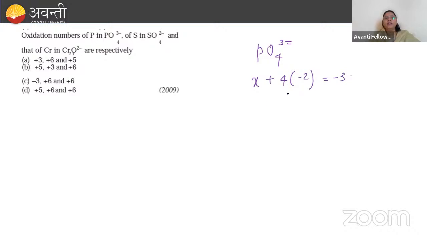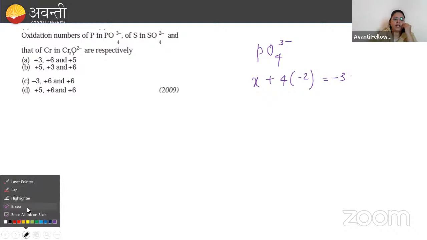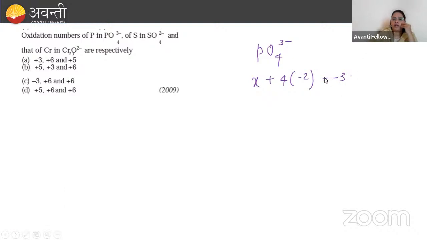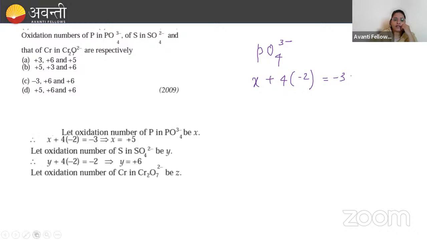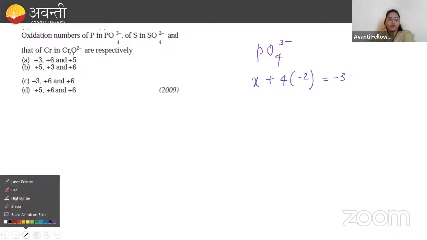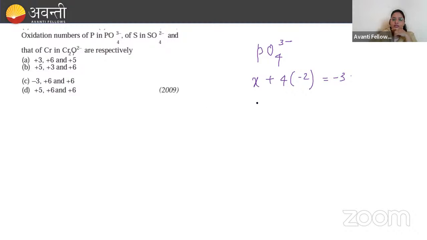Later on in the previous questions we have seen that there were no any charges present. That's why I have taken equal to 0. Okay, but यहाँ पे charge present है compound पे, that is -3, and that's why after the equal to sign I have written here -3. Okay, so what will be the answer here? Yes, so X - 8 equal to -3, calculated. X is equal to how much? You are going to get +5.